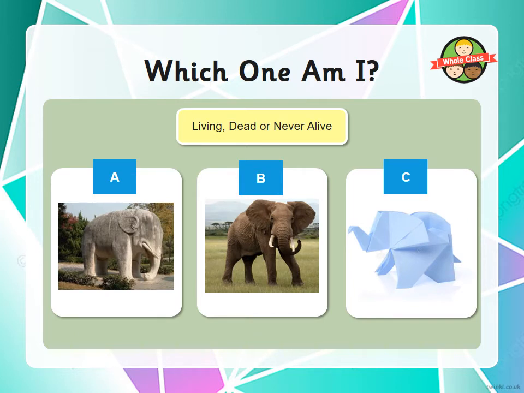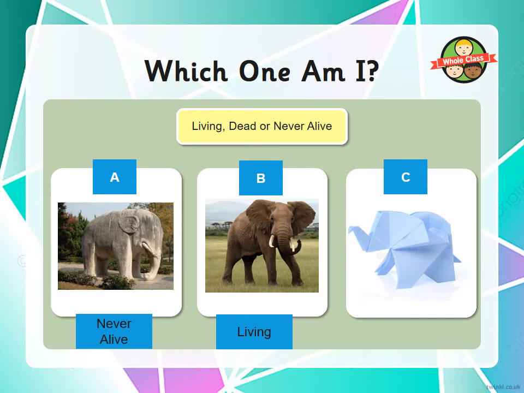Have a look at these. The first picture, A, shows an elephant made from stone or cement, something like rock. So what do you think? Is it living, dead, or never alive? You're right, it was never alive. Next, an elephant. It's living.